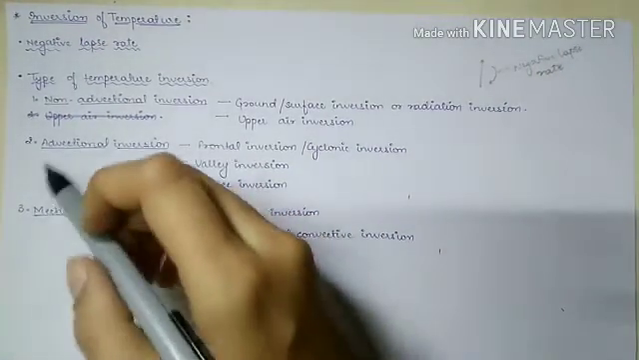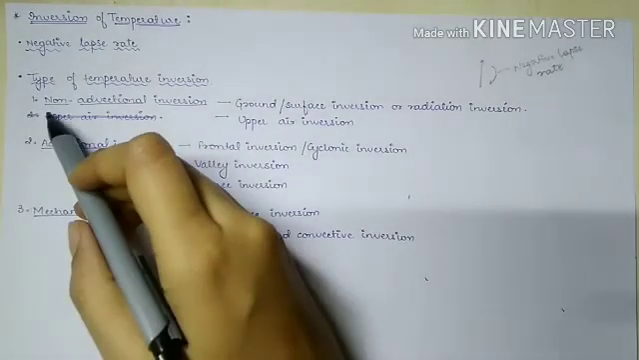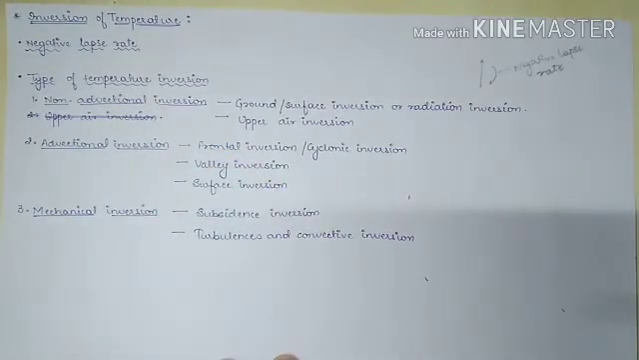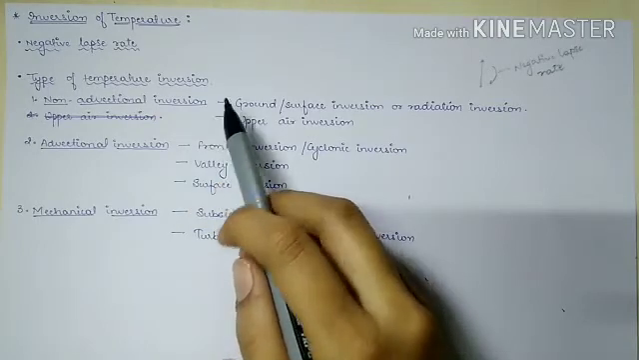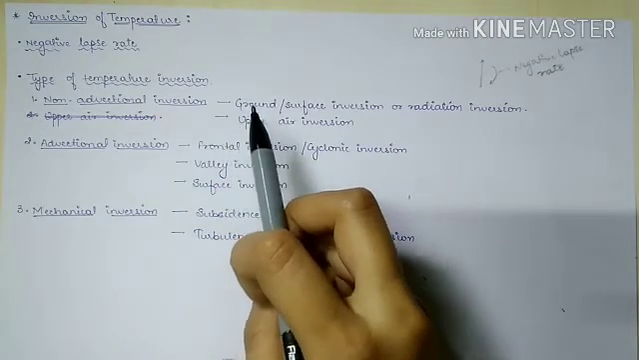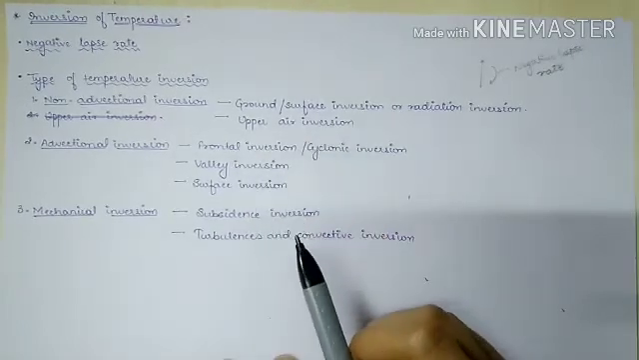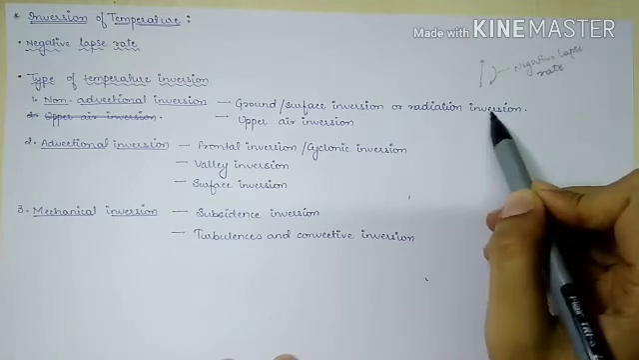The inversion of temperature can be of various types, so we will study the basic types. The first type is non-advectional inversion. In non-advectional inversion, we have two basic types, that is ground surface inversion or upper air inversion. Ground surface inversion is also known as radiation inversion.